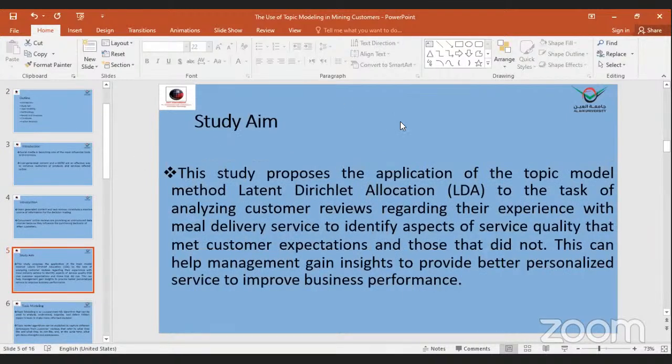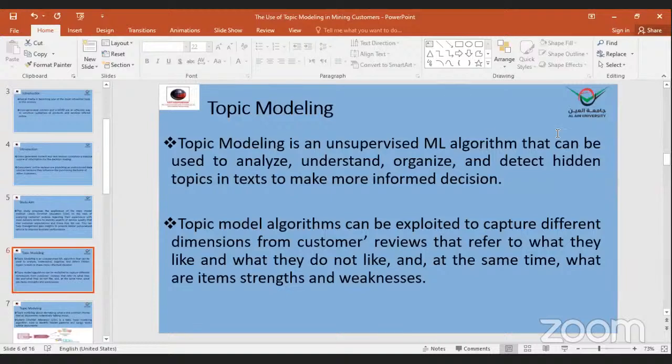This study proposes the application of a topic modeling method called latent Dirichlet allocation, LDA, to analyze customer reviews regarding their experience with meal delivery services, to identify aspects of service quality that met customers' expectations and those that did not. This can help management gain insights to provide better personalized services and also improve business performance.